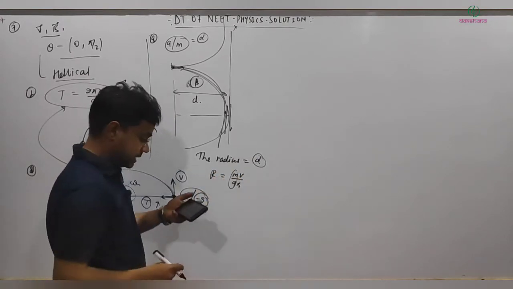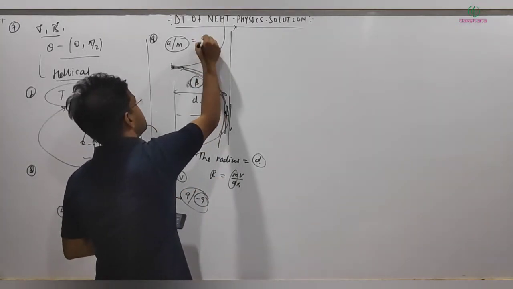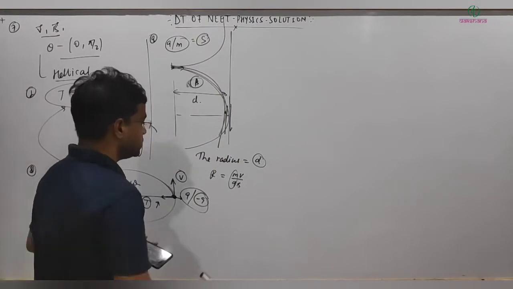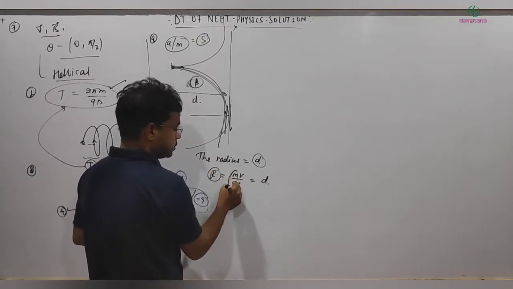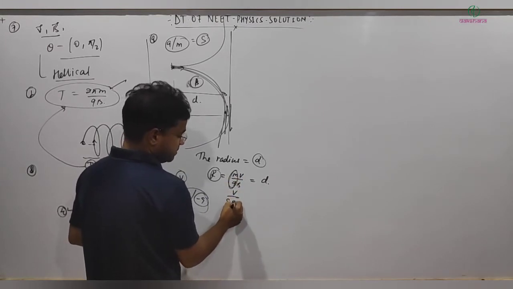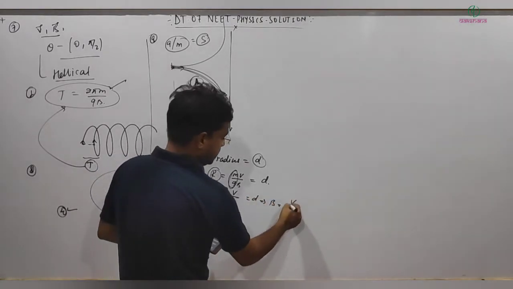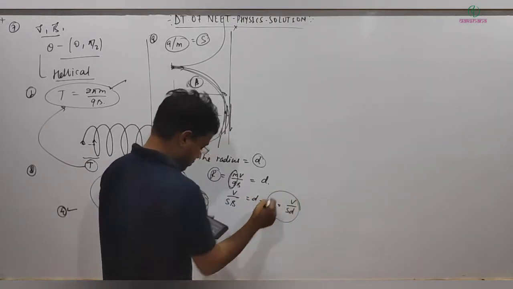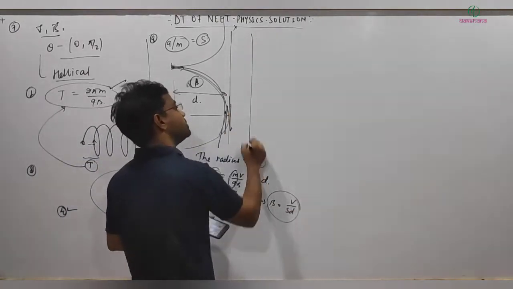Here mv is given not as alpha but as a specific charge s. So r should be equal to d, and this should be equal to q by m, so it's v by sB equal to d. Rearranging, this implies B is v by sd. So the answer matches option 1.